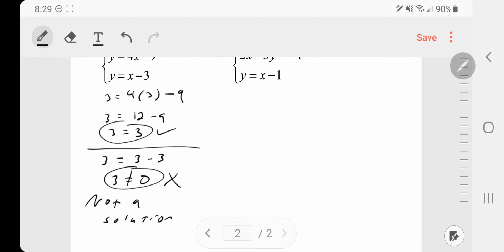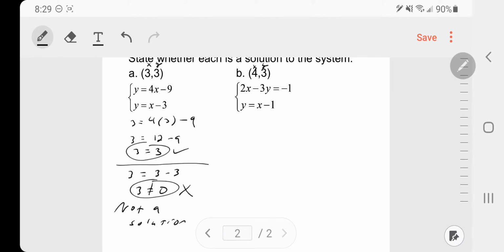So in order for a system of equations to have this solution, they must both be correct equations. 3 equals 3, yes, that checks out. But as soon as we get to the second one here, you can see 3 does not equal 0. That means that this is not a solution. Okay, let's take a look at the second one.